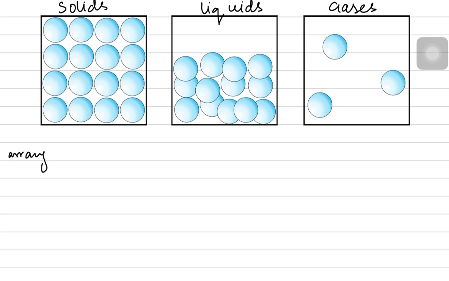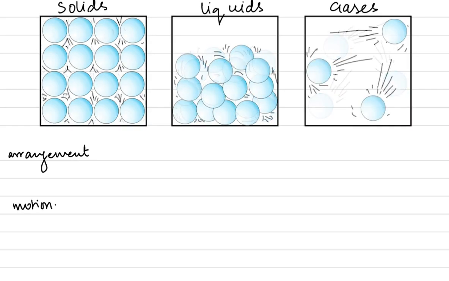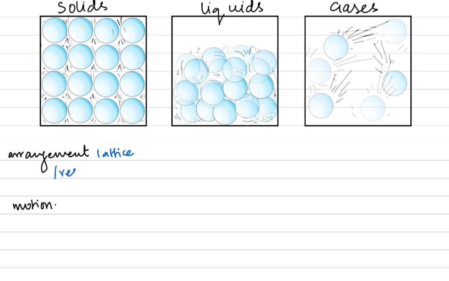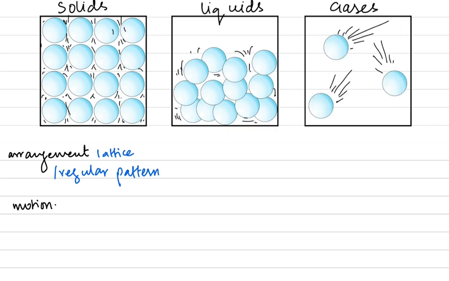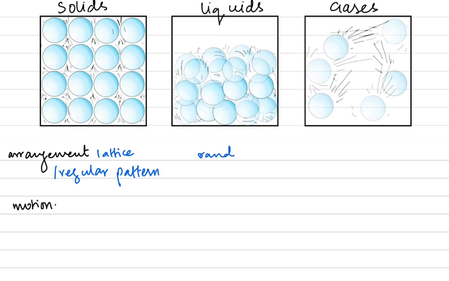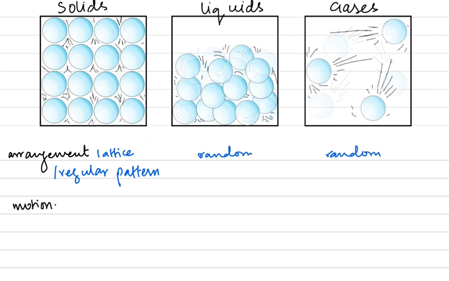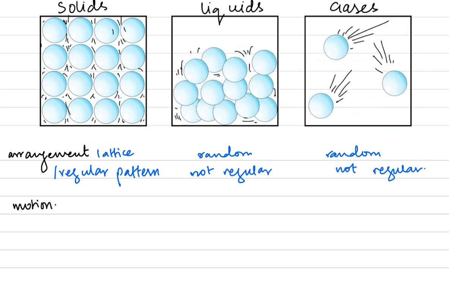So let's see. When we talk about matter, we need to understand the concept of arrangement. When we talk about arrangement, for solids, we use the word lattice, which means a regular patterned arrangement. So they have the particles repeated in a constant manner. Then when we talk about liquids and gases, they have a random arrangement, which is obviously not regular.